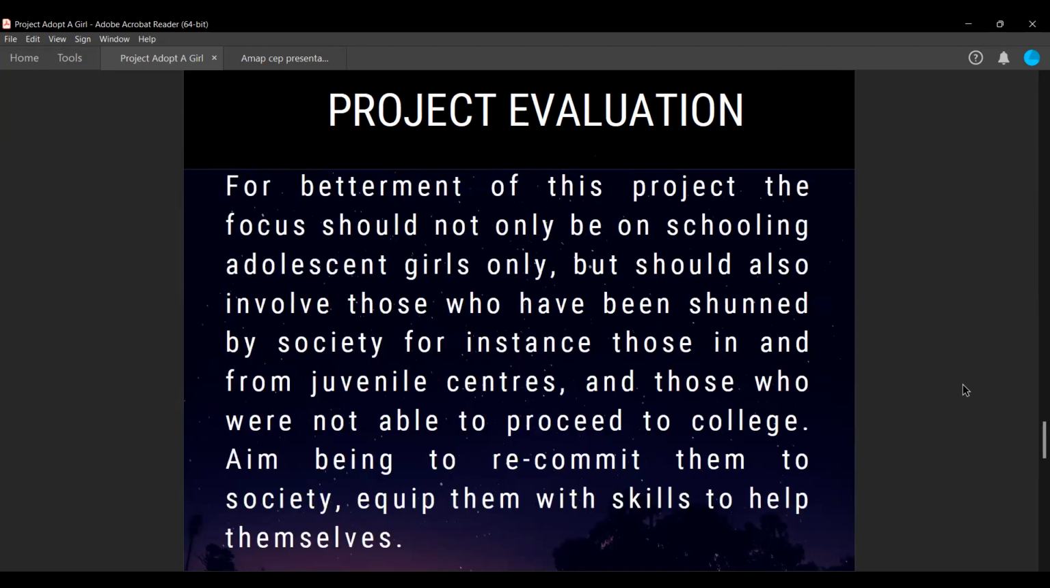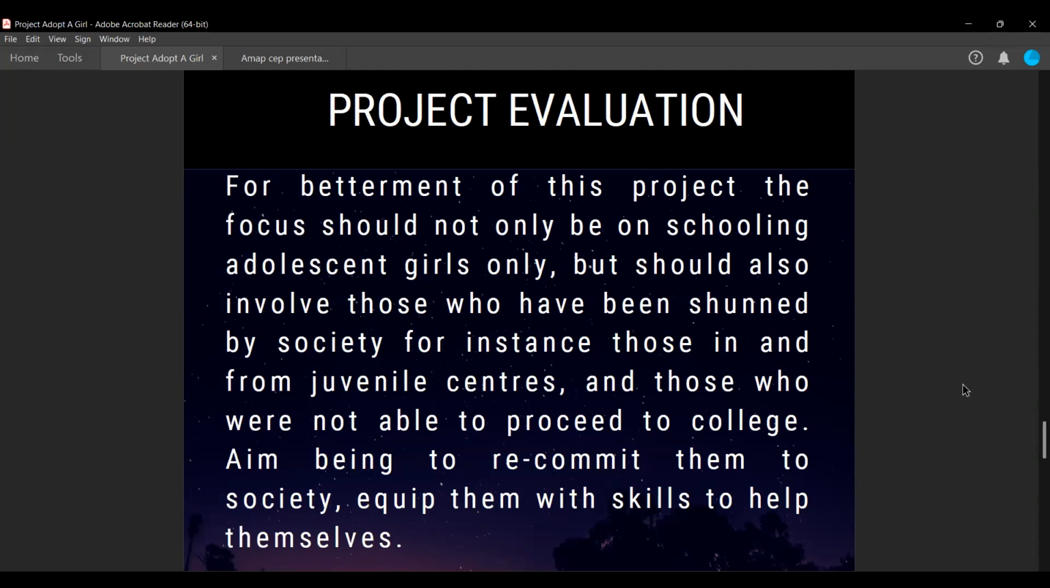Next slide. So for the betterment of this project, in order to improve it in the future, I will not only be focusing on adolescent girls who are in school, but I'll also try to involve those who have been cast out of society. For instance, young girls from juvenile centers or those who are not able to proceed to college, because not everybody is going to make it to varsity or college. So the aim is to recommit them to society by equipping them with skills to help themselves so that they don't have to depend on other people or give up on themselves, thinking, I have failed in life, therefore I cannot uplift myself or stand on my own feet. So the next step of the project is to focus on girls in the community at large, not only those in school.